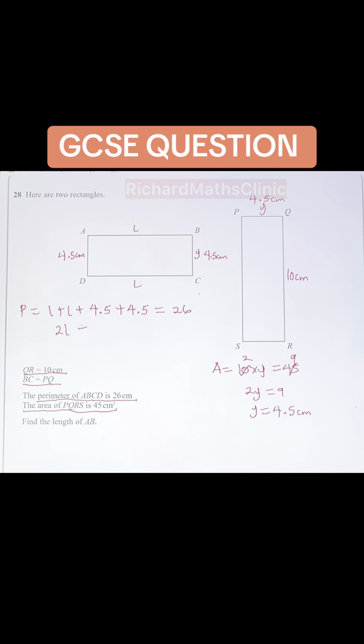Great. All right, so L plus L is 2L. 4.5 plus 4.5 is 9, equals 26. At this point, I'm going to pick my like terms. That is 2L equals 26 minus 9, and that'll be 2L equals 17. And when I divide both sides by 2, I'm obviously going to get 8.5 centimeters, which means the length is 8.5 centimeters, which also means automatically the length of side AB we're looking for is 8.5 centimeters.